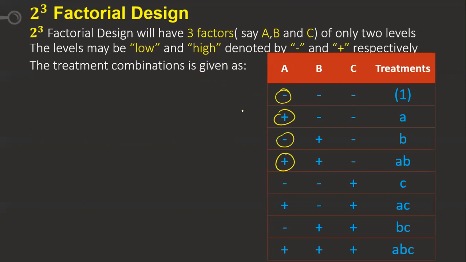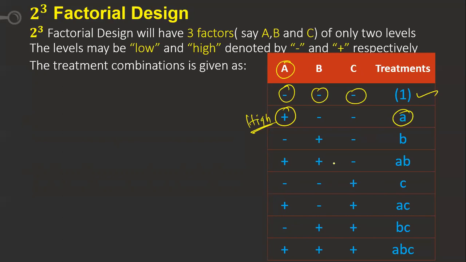Now, whenever we have the low level for all the factors, that will be denoted by 1. So you have to remember. Now, when there is a positive sign, which is called the high, it has been explained already in 2-square factorial. You can visit and see this. This is the high level for factor A, therefore it is denoted by A. Now here the high level is for B, therefore it is denoted by B. So you have to keep it in mind.